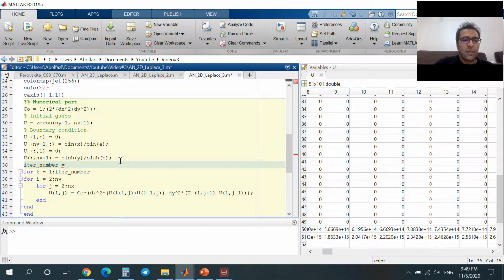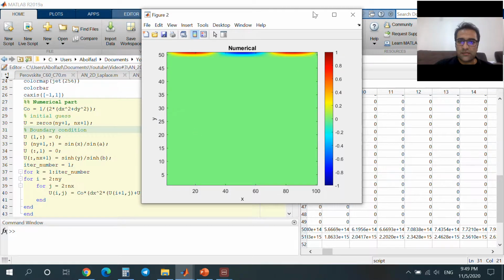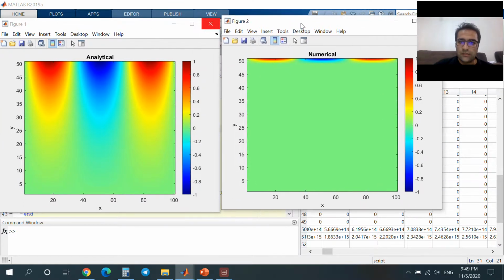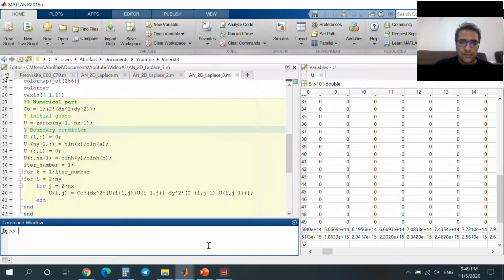Here I define the number of iterations that I want to solve this problem. Inside the loop I put it equal to 1. Let's check it. I press F5. Yes, everything is 5. You see we have the same because the iteration number is 1. You see they are same.